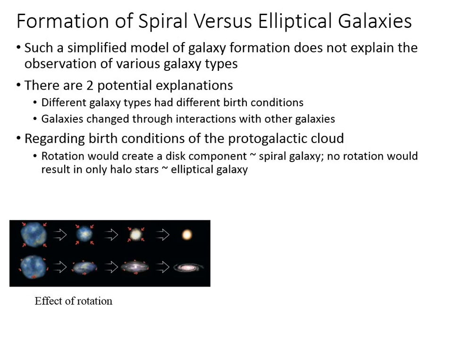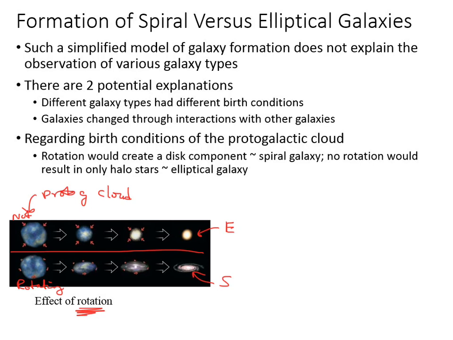This is focusing on the effect of rotation. The way you read this, by the way, this thing right here is your protogalactic cloud. I'll call it proto-G for protogalactic cloud, on the left there. This one on the top here, I'll put E for elliptical galaxy. This one on the bottom, I'll put S for spiral galaxy. So if the protogalactic cloud was rotating, you could get a spiral galaxy. If it was not rotating, then you get an elliptical galaxy.